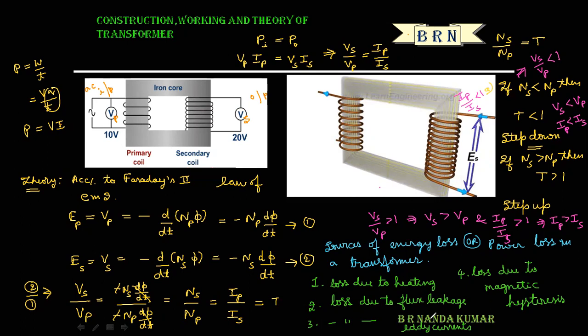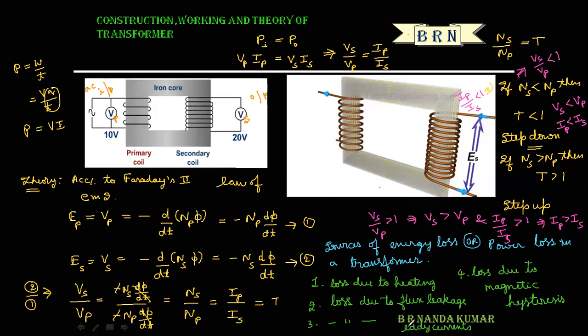So how to reduce the eddy currents? What is the meaning of eddy currents? Eddy currents are current loops developed in a conducting material due to the varying magnetic flux linked with the conducting material. Due to the production of eddy currents, heat is produced in the mass of metal, which results in loss of energy. So this is one of the sources of energy loss in a transformer.